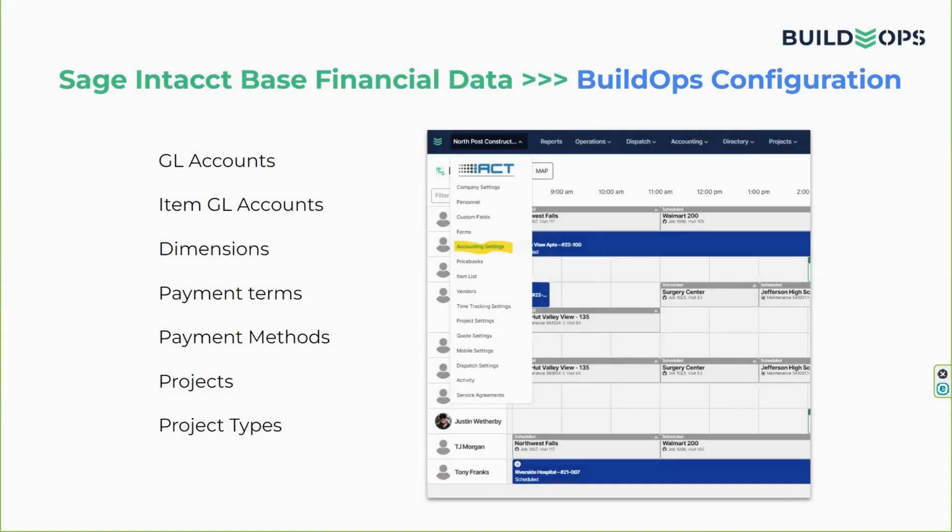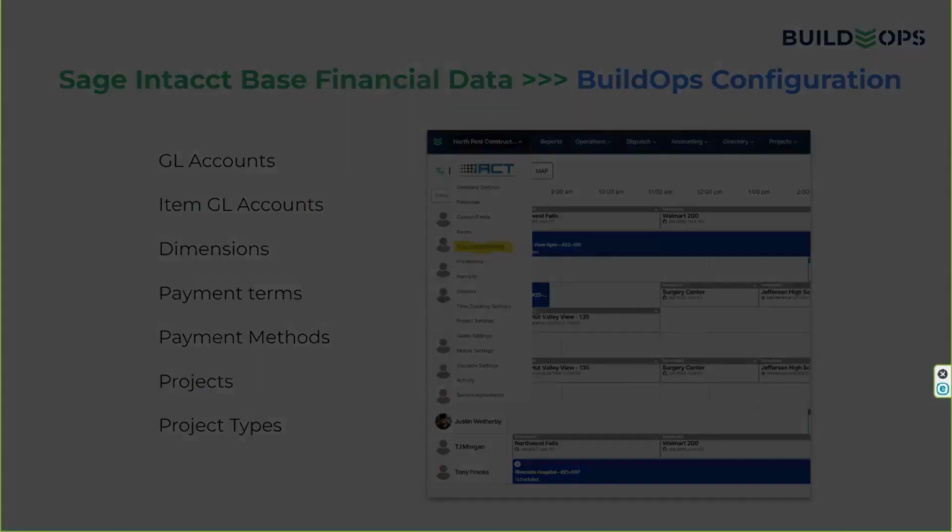But I've highlighted a couple examples for you. When we start the integration, we actually look to Intacct to pull base financial data into the BuildOps solution. So things like GL accounts and item accounts and dimensions that you may use in Intacct, payment methods, projects, project types. That initial pull or that set really is setting the relationship or the integration. And so we'll pull vendors and customers, and we'll pull jobs, and we set that integration point as we go.